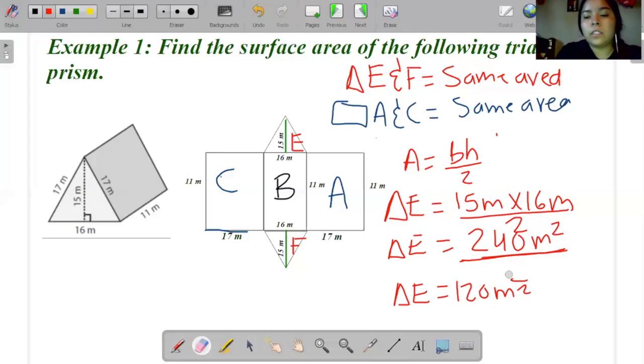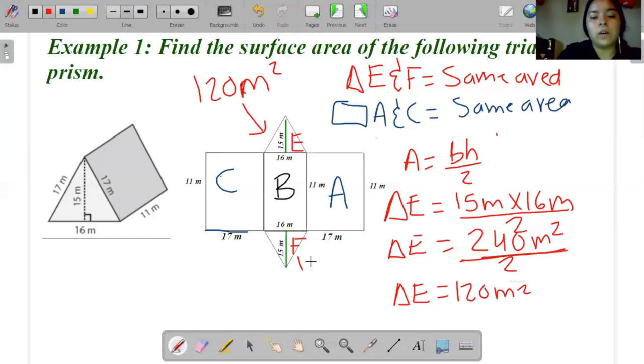Since we noticed that triangle E and F will have the same area, this means that this triangle here will have an area of 120 meters square, and this one will have an area of 120 meters square. So now we know the area of each triangle. Now let's find the area of the rectangles.